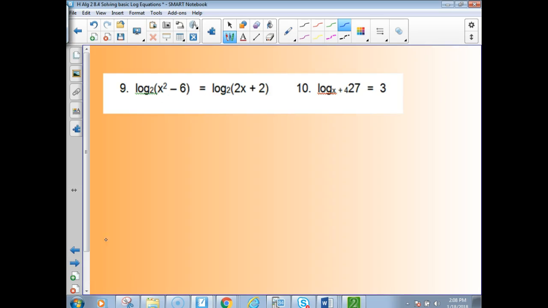All right, number 9. Now we have logarithms on both sides. We're going to finally get to use that rule that says if the log in the same base equals a log in the same base, drop the logarithms and set these equal. So we get x squared minus 6 equals 2 times x plus 2. What should I do to solve this one? Give me x squared equals 2x plus 8.